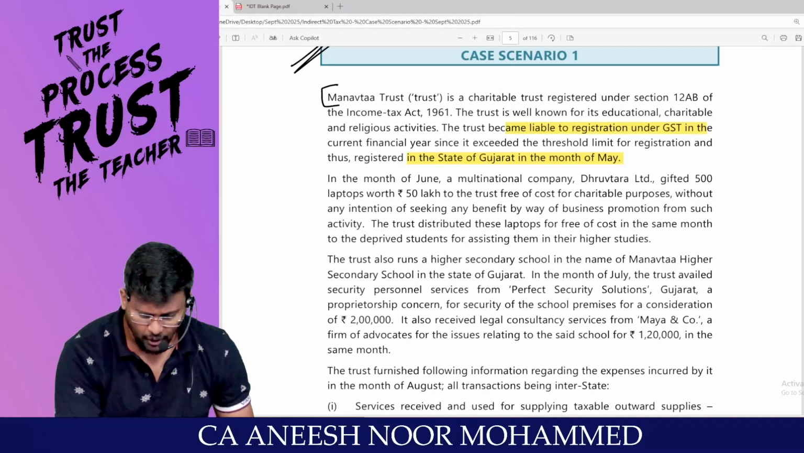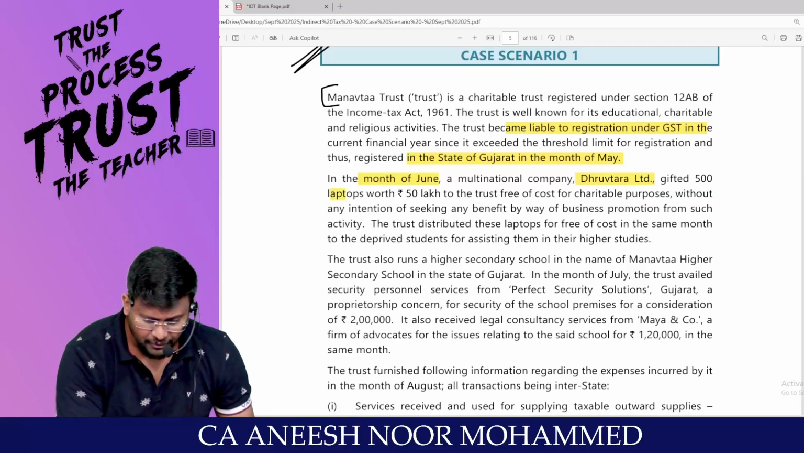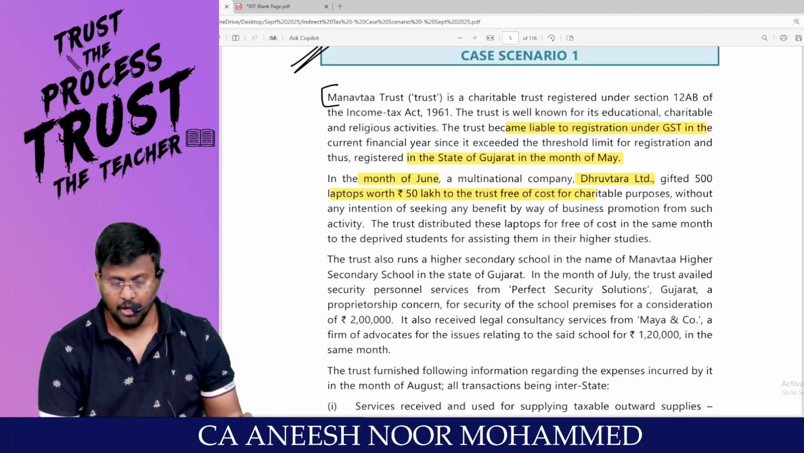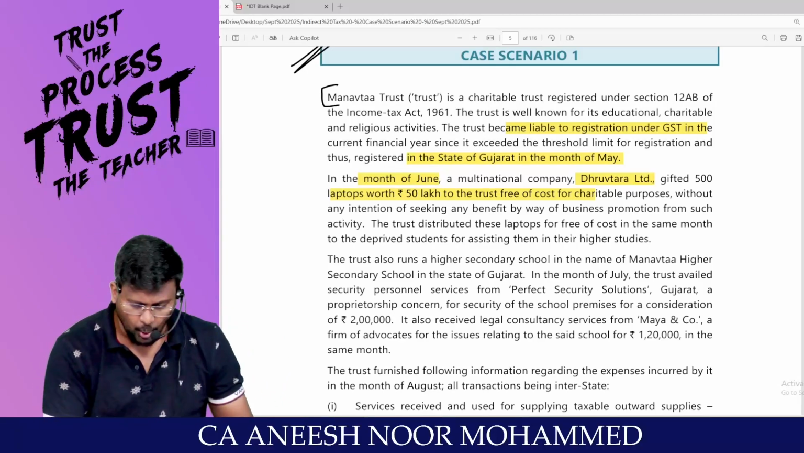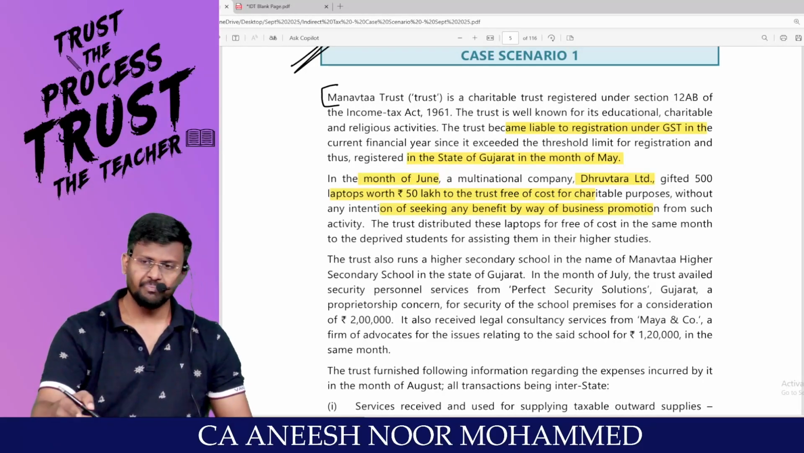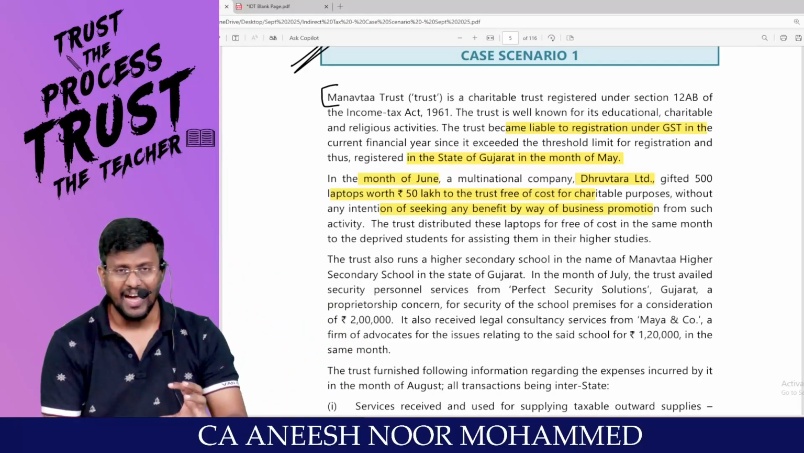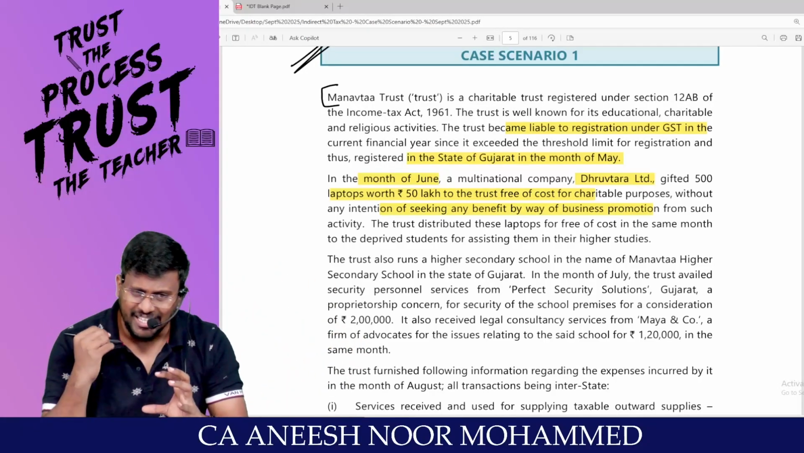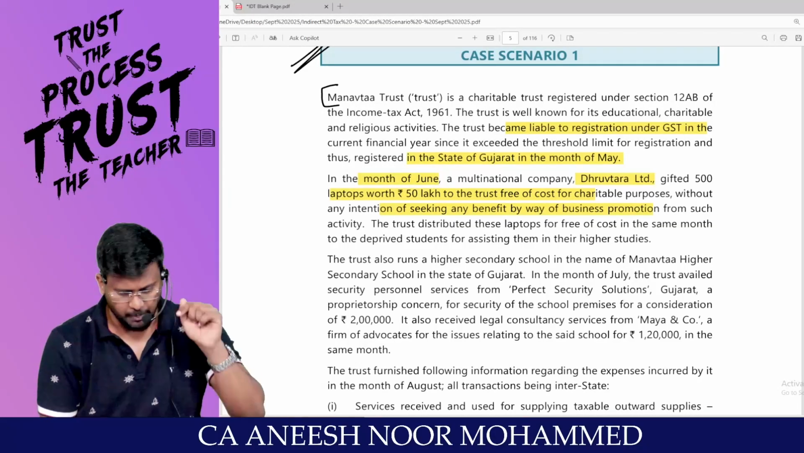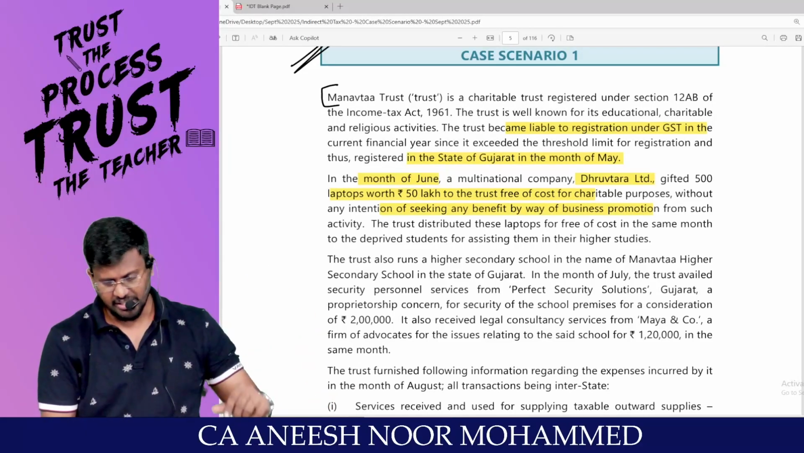In the month of June, a multinational company, D Limited, gifted 500 laptops worth rupees 50 lakh to the trust free of cost for charitable purpose, without any intention to seek any benefit by way of business promotion from such activity. As we already know, if someone is giving a gift to a charitable trust and the charitable trust is giving any advertisement service to that business entity, that will tantamount to supply. But in this question, they are specifically highlighting that no benefit has been derived by the business entity.